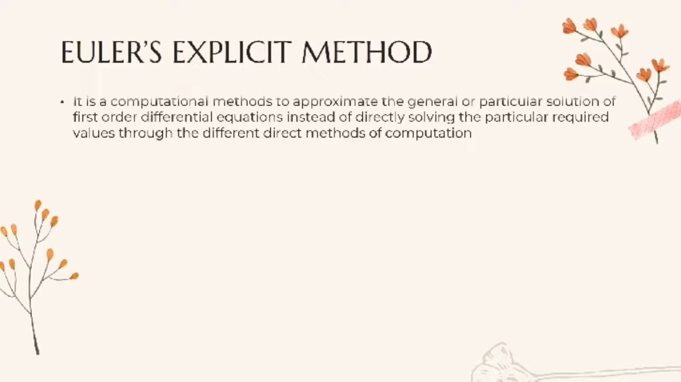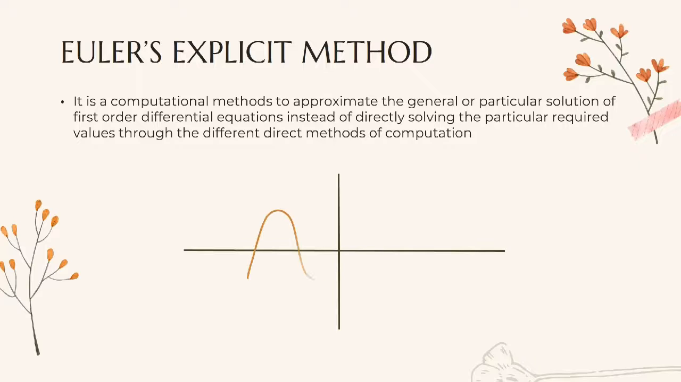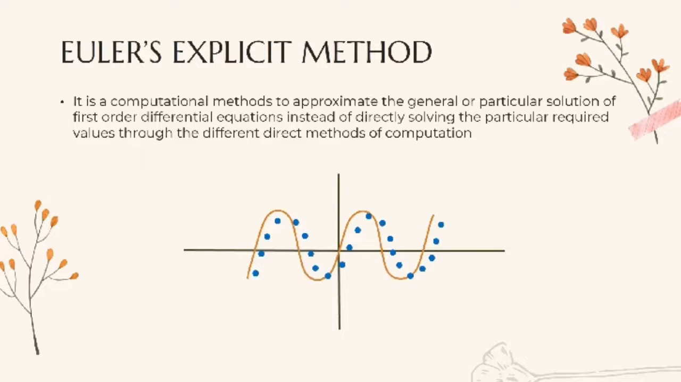So instead of directly solving for the particular required values by using direct methods of computation, an approximation may be enough as long as the values are close to the real ones. For example, we have here a graph of a differential equation. Euler's approximation method has the ability to identify points that are close to the exact values. Although there could be some difference in the result, using a smaller step size may make the value more accurate.